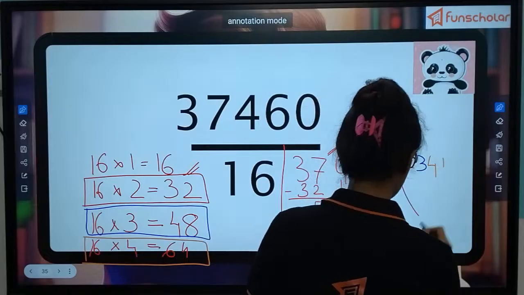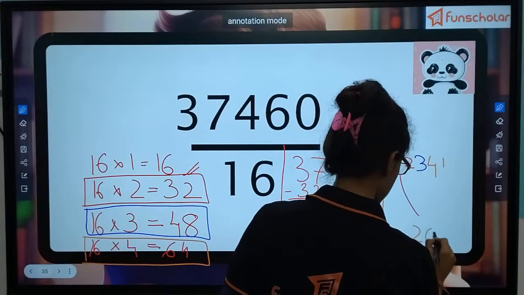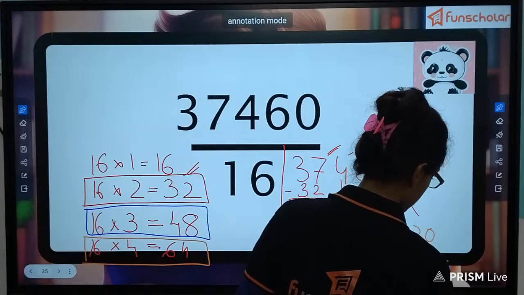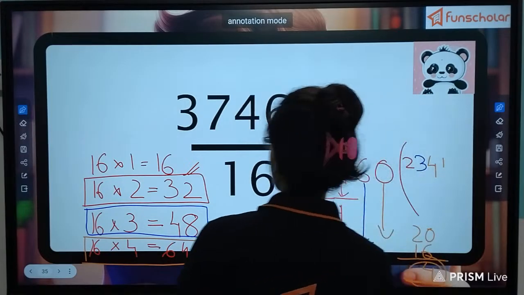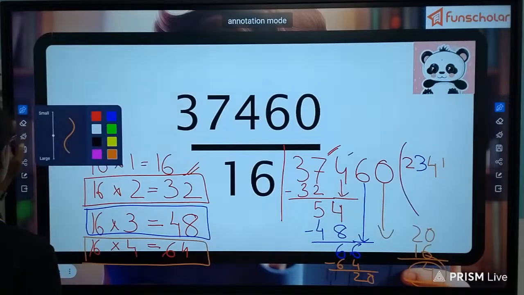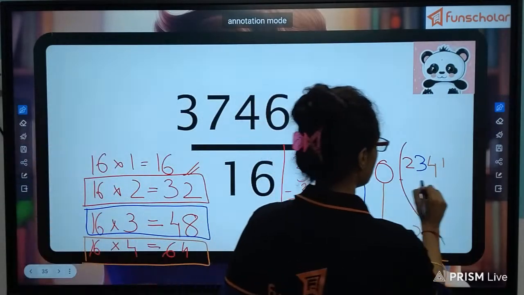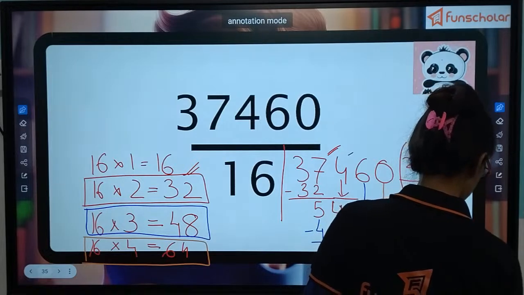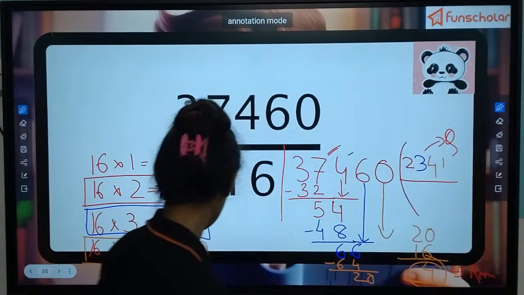Now 16 1 is 16 and 4 remains. Okay. So over here 2341 is the quotient and 4 is the remainder. Okay.